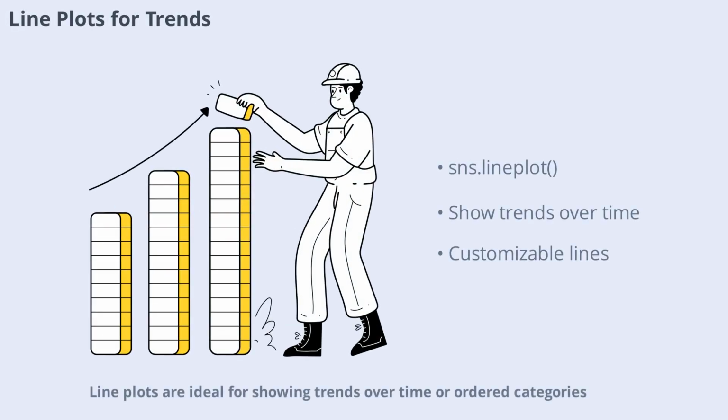Line plots are ideal for showing trends over time or ordered categories. With Seaborn, you can use sns.lineplot to plot lines connecting data points.